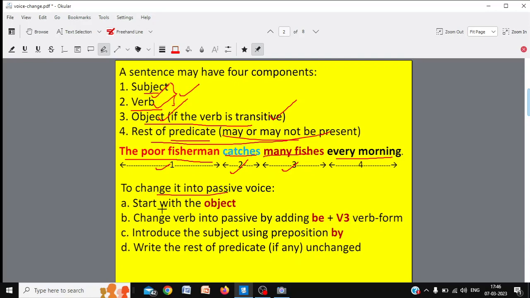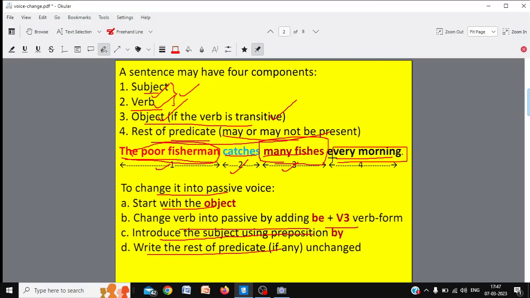Now to change it into passive voice, we have 4 steps. Start with the object. Change the verb into passive by adding a be verb and the V3 verb form. As you know, be verbs are be, being, been, am, is, are, was, and were. Then introduce the subject using the preposition by: by the poor fisherman. And write the rest of the predicate, that is every morning, unchanged.